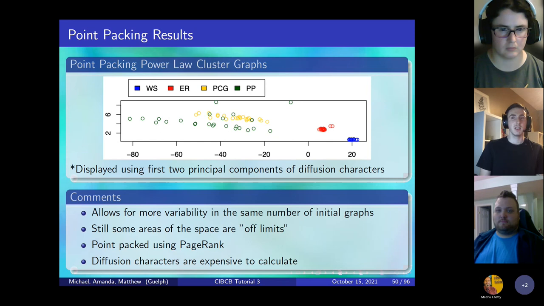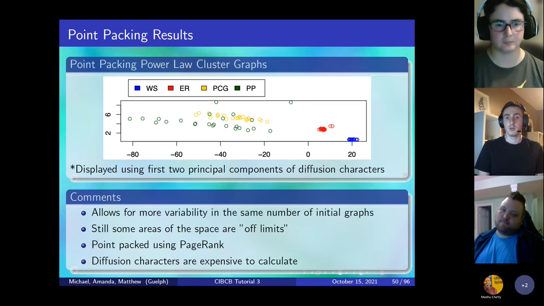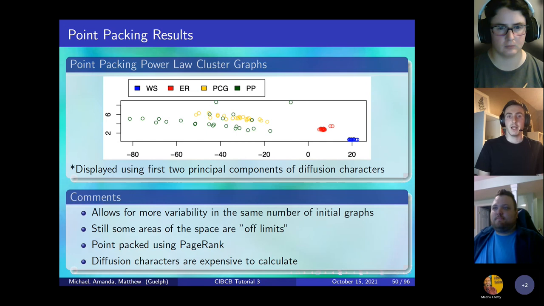Now, what's interesting is that these point packed graphs are actually point packed in PageRank space. So you can see that some of them overlap slightly, but what's very interesting is that we can mix and match these representations based on what is available to us. So for example, diffusion characters are quite expensive to compute. You kind of have to do this gas diffusion simulation. PageRank, on the other hand, is pretty well implemented in many packages like in R and Python, and so it's pretty accessible. And yet, when we're point packing in PageRank, we still have well spread out graphs in our diffusion character axis.